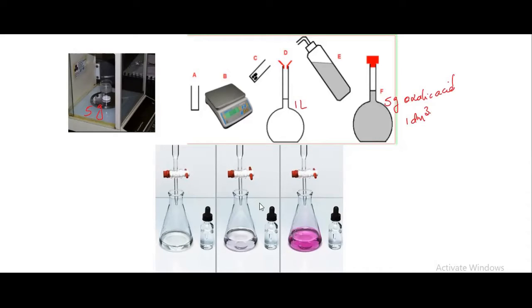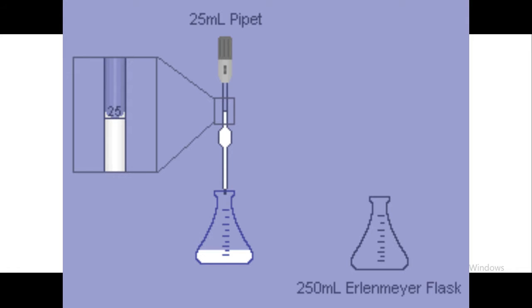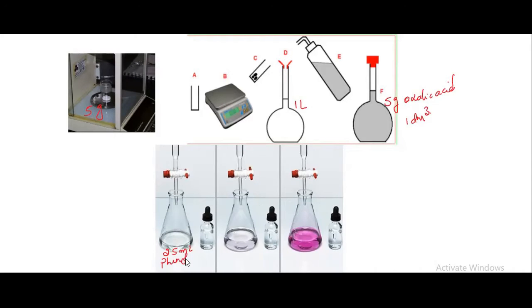After that, from this stock solution, 25 ml will be transferred into a conical flask, and phenolphthalein is a suitable indicator. That indicator is added, and in the presence of the indicator, it is titrated against NaOH solution. This is standardized; the concentration of this is known. With a standardized solution of NaOH, this is titrated.